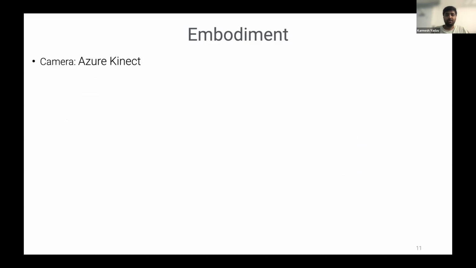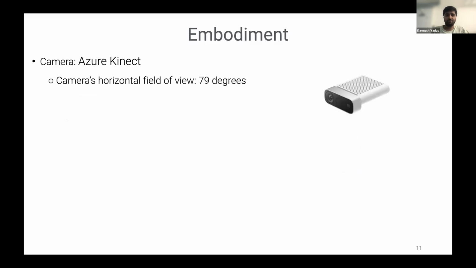In terms of the camera, we use the Azure Kinect camera's specifications. It has a horizontal field of view of 79 degrees, a resolution of 640 x 480, and depth sensing is clipped in our simulation from 0.5 meters to 6 meters because Kinect is supposed to work in that range.